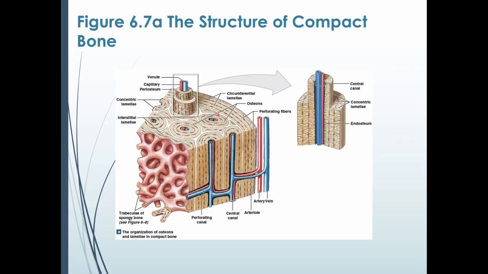you got your central canal or your Haversian canal. And then these are your concentric lamellae, the ones that make the quote tree rings, right? And the ones in between are interstitial lamellae. Okay, so you can see through each of the central canals, you have blood vessels and nerves. It's not showing you the nerves there, but you got blood vessels and nerves that are going through.